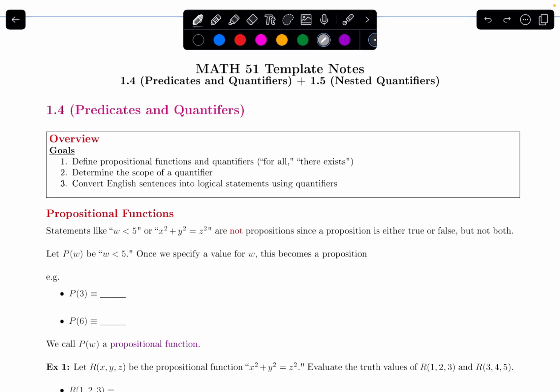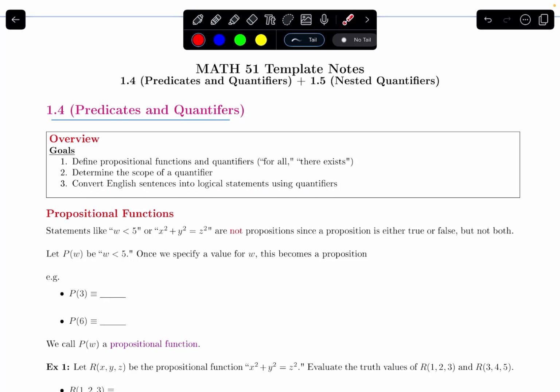In this video, we are starting section 1.4 on predicates and quantifiers. Our goals are to define what are called propositional functions and what are called quantifiers. So these will let us describe things like the statement "for all" or the statement "there exists." Then we'll talk about how to determine the scope of a quantifier. And then finally, we'll convert English sentences into logical statements using these quantifiers.